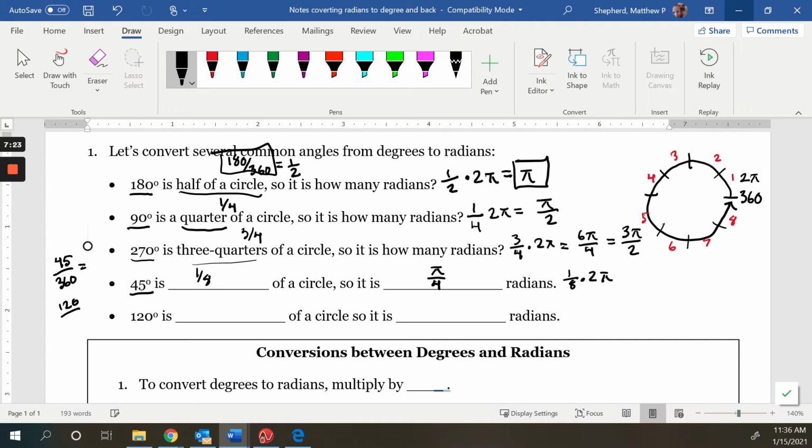120 degrees is 1/3 of a circle. So therefore, if it's 1/3 of a circle, it is 1/3 of the radians. So 2 pi thirds.